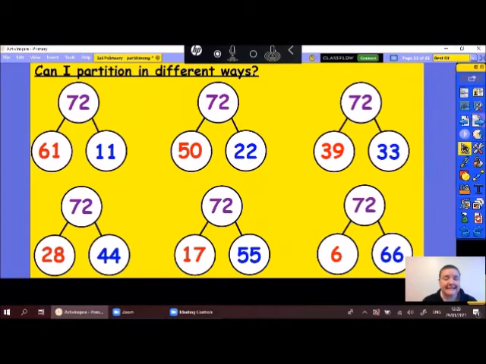I found 6 different combinations. Have a check against my answers.